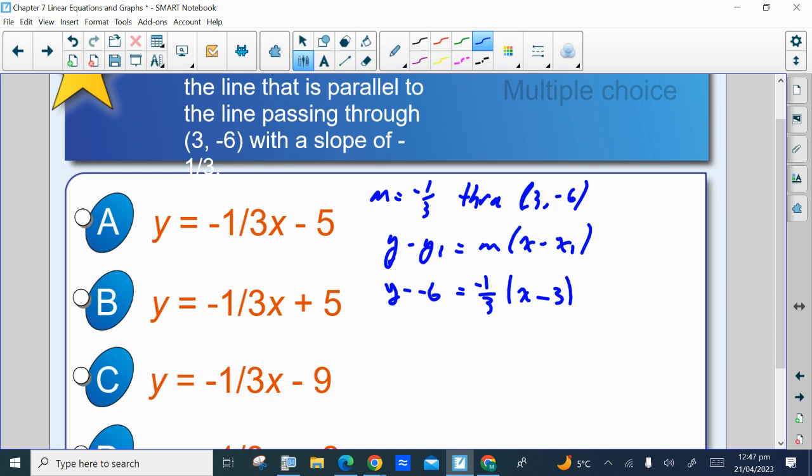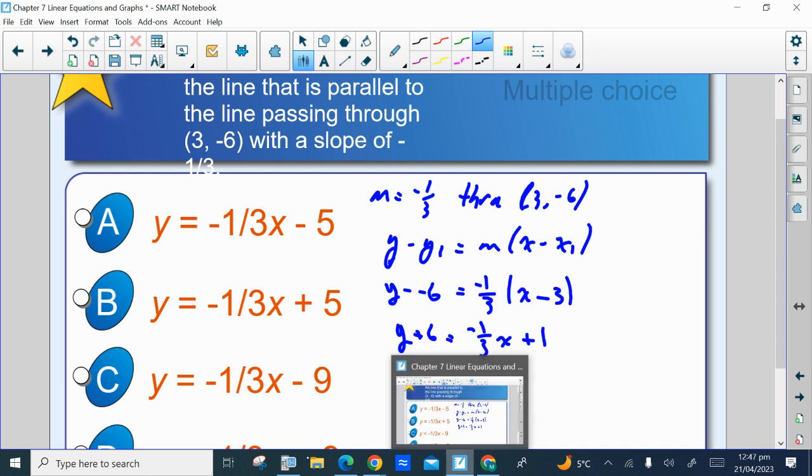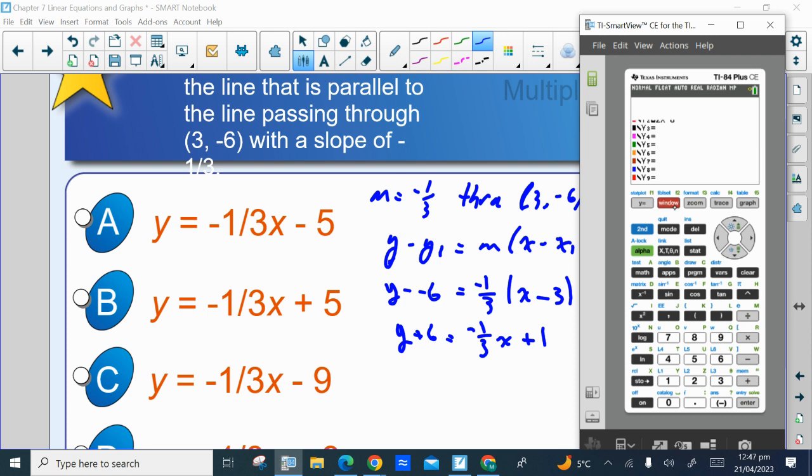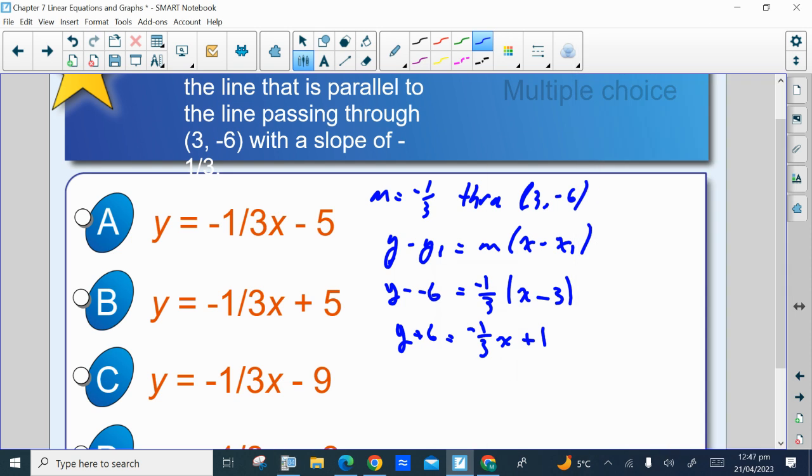Okay. So the minus minus becomes a plus, positive. You'll get y plus 6 equals. On the right side, we need to multiply out the brackets. -1/3 times x is -1/3 x. And -1/3 times -3 will be +1. And you can use your calculator to help you do that if you need to. So if you go in brackets, -1/3, there's our -1/3, and we multiply that by -3, you'll get your answer of +1. So that's where the +1 at the end comes from.